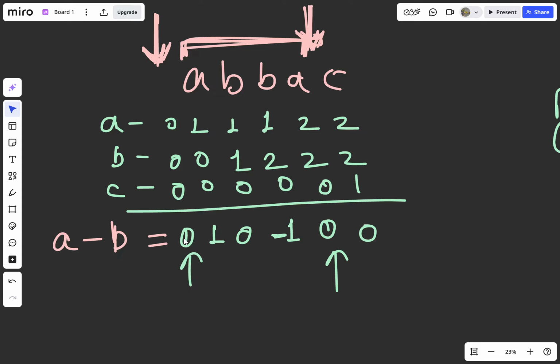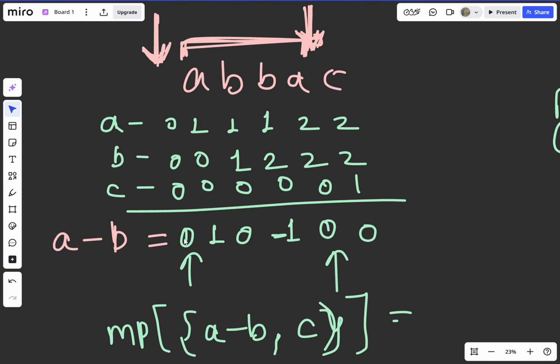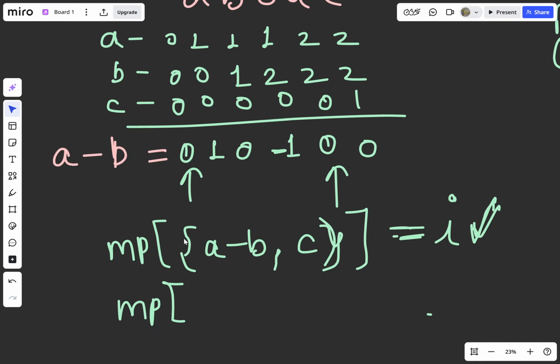So here we get the intuition that for finding the substring which contains only A and B, we have to store in the map the pair of A minus B and the count of C. If this pair is present, we consider it as the ith index, and if it is not present, we will store its index.